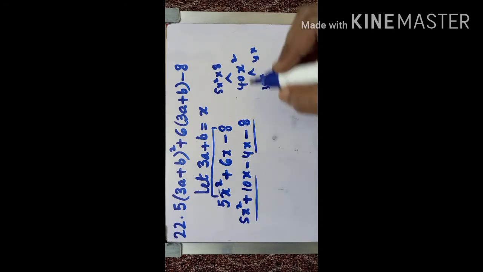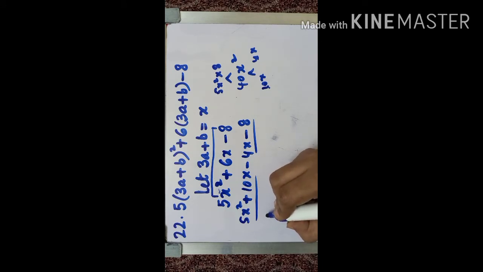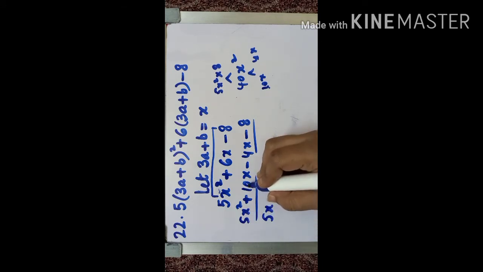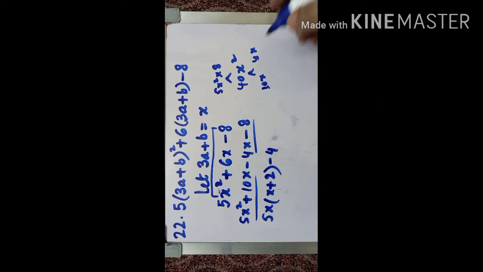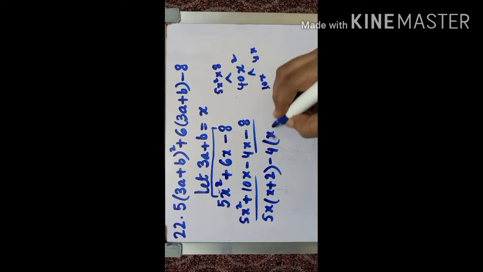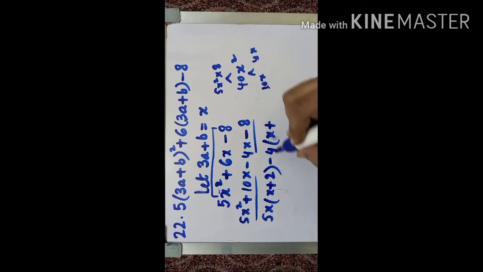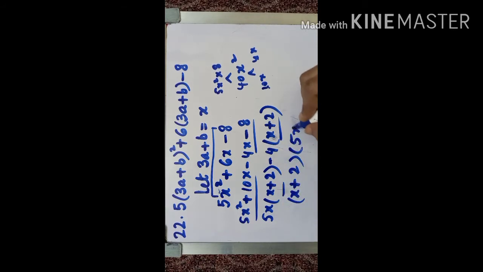Now from these two terms you have to take common. What can you take common? 5x you can take common because 10 is also there, so 5x, then (x + 2), since 5 twos are 10. Then minus 4 you can take common, 4 twos are 8, and x is remaining. Under the brackets the sign will change to plus, because if you open the bracket, minus into plus will give minus. Now (x + 2) is common, so (x + 2)(5x − 4).